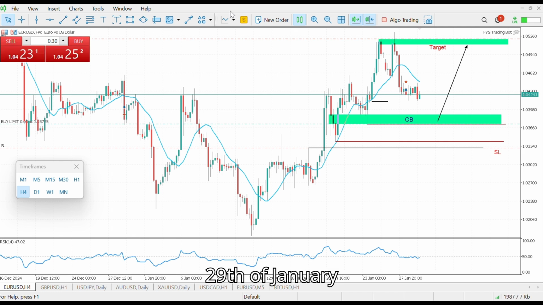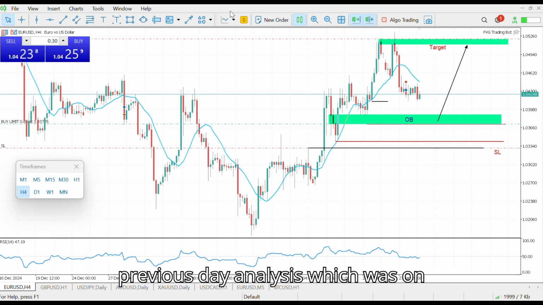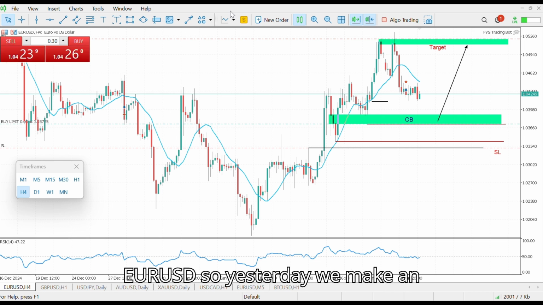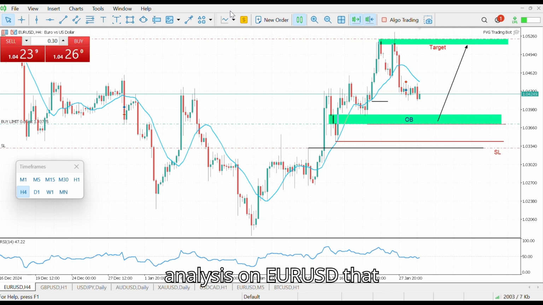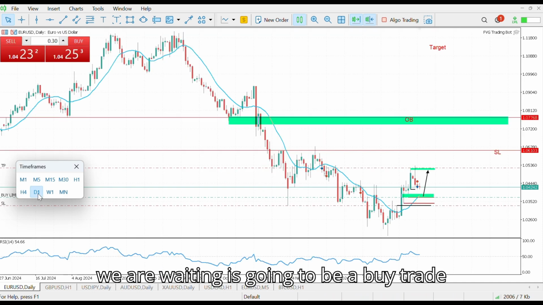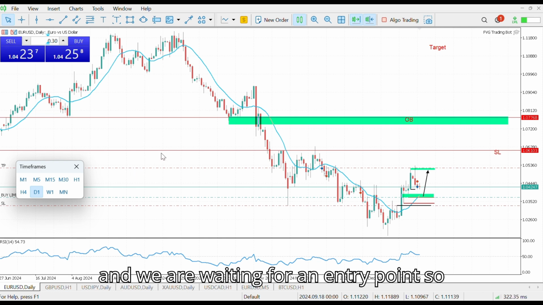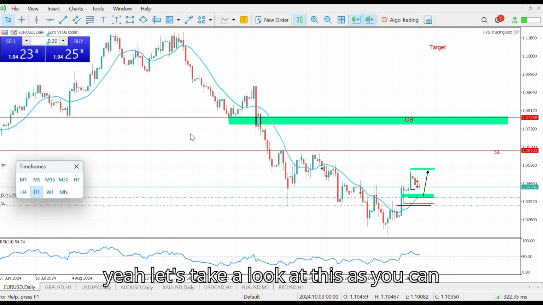Today is the 29th of January 2025. We're going to be making an analysis on a pair. Before we go into that, we're going to take a recap of our previous day's analysis, which was on EUR/USD. Yesterday we made an analysis on the EUR/USD pair, where we were waiting for a buy trade and an entry point. So let's take a look at this.